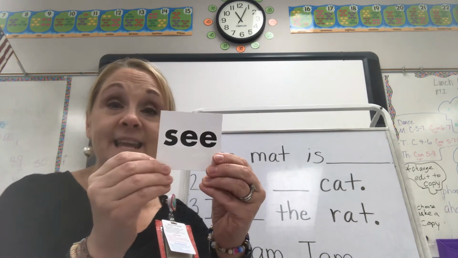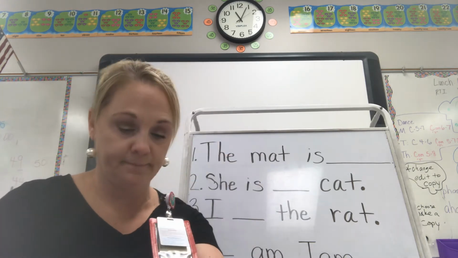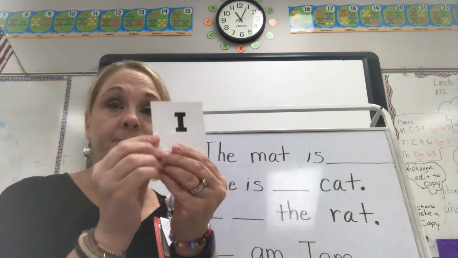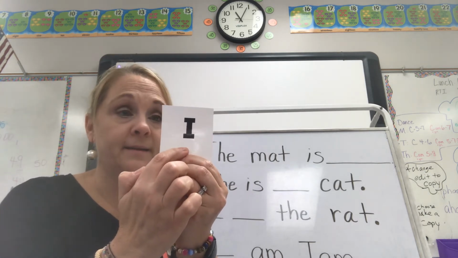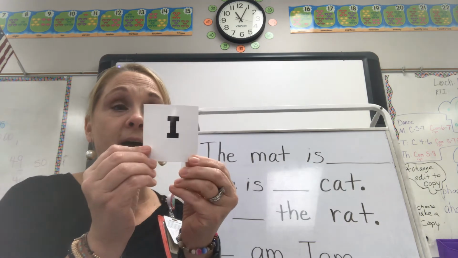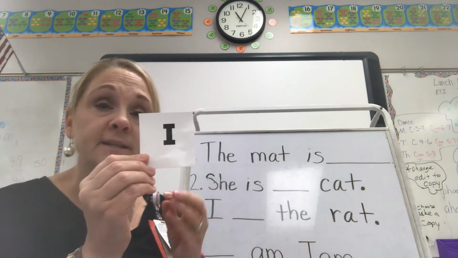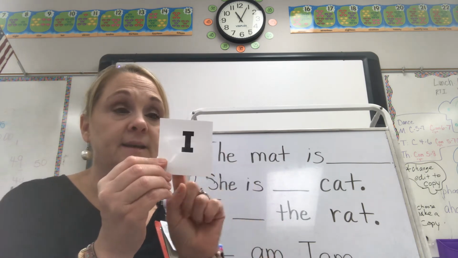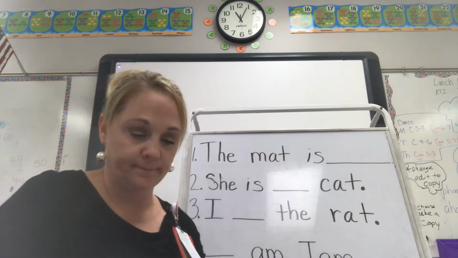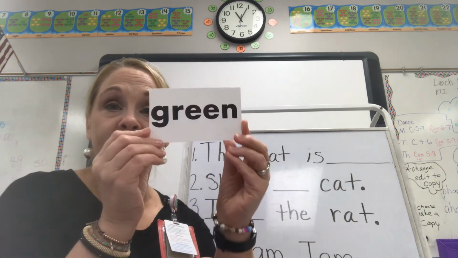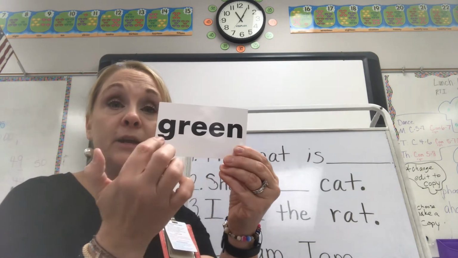Now we have see. S-E-E, see. I. Uppercase I. And the word I will be uppercase whether it's at the beginning of a sentence or if it's in the middle of a sentence. So that's always the case for our sight word I. And lastly, we have green. G-R-E-E-N, green.